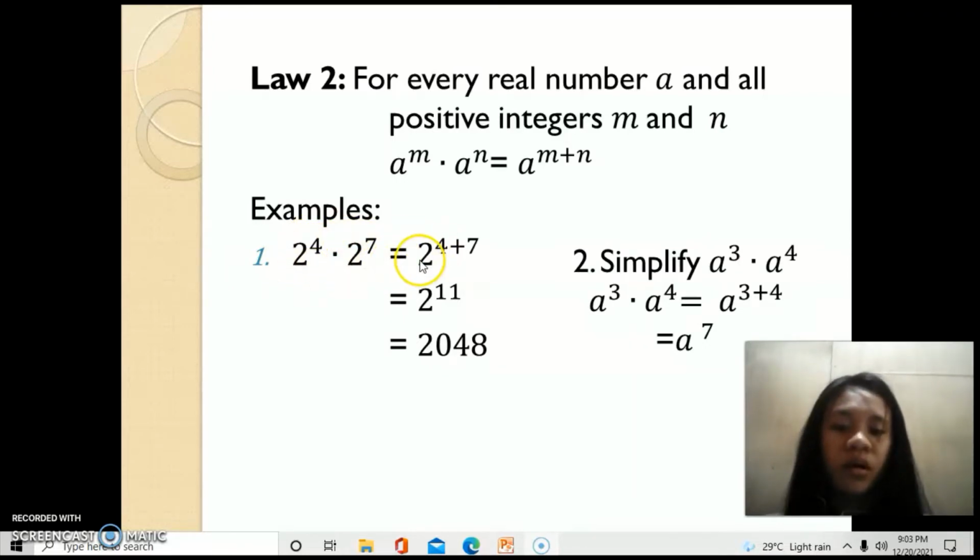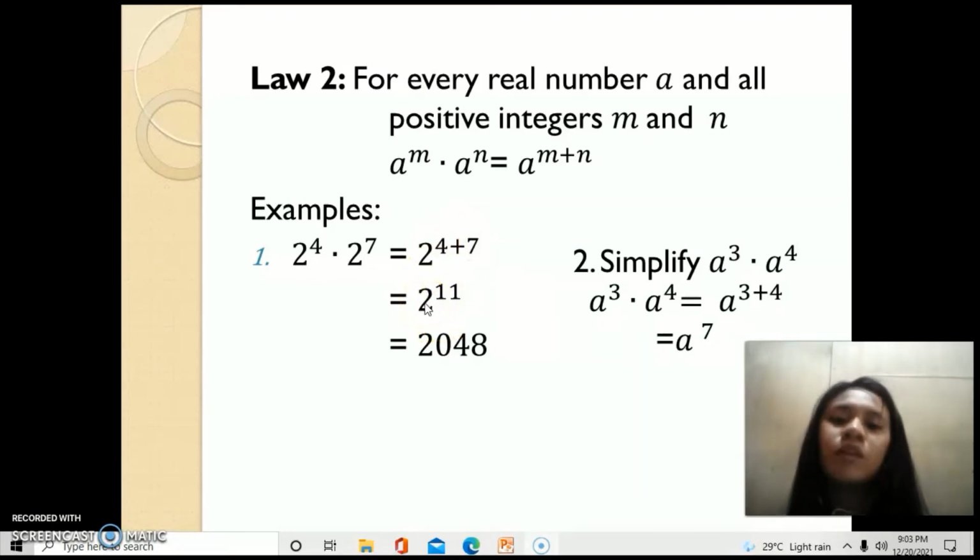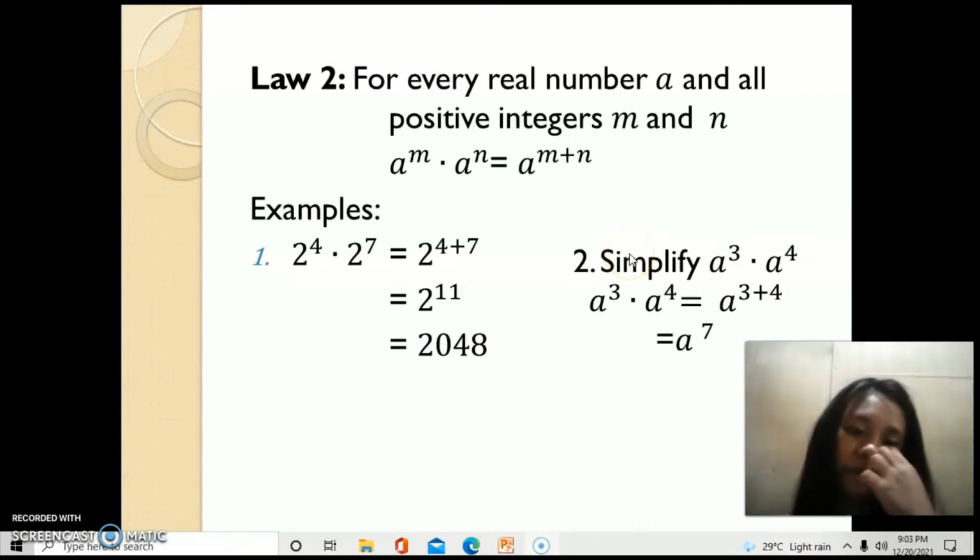So we have 2 raised to 4 plus 7, which is 2 raised to 11. So we're going to multiply 2 by itself 11 times. As we multiply, we have 2048. So next we need to simplify.